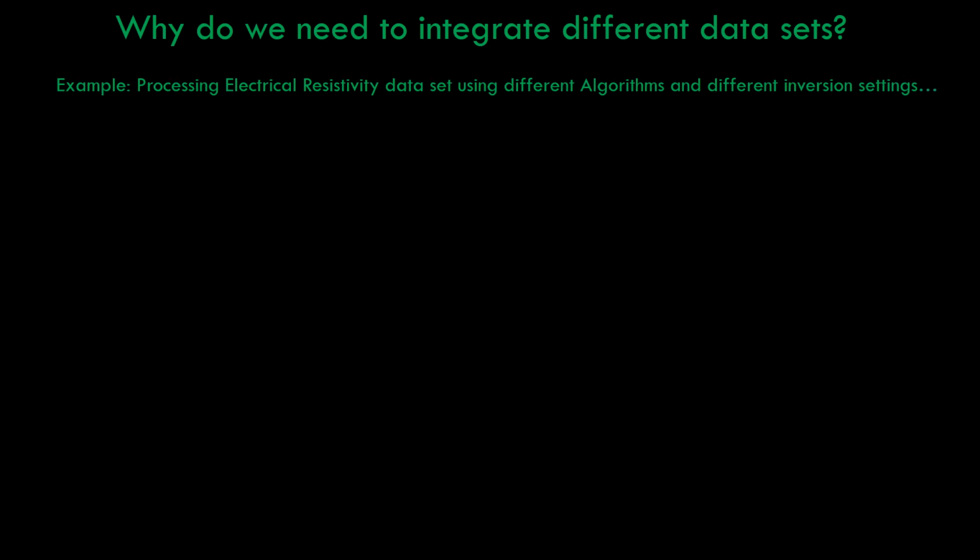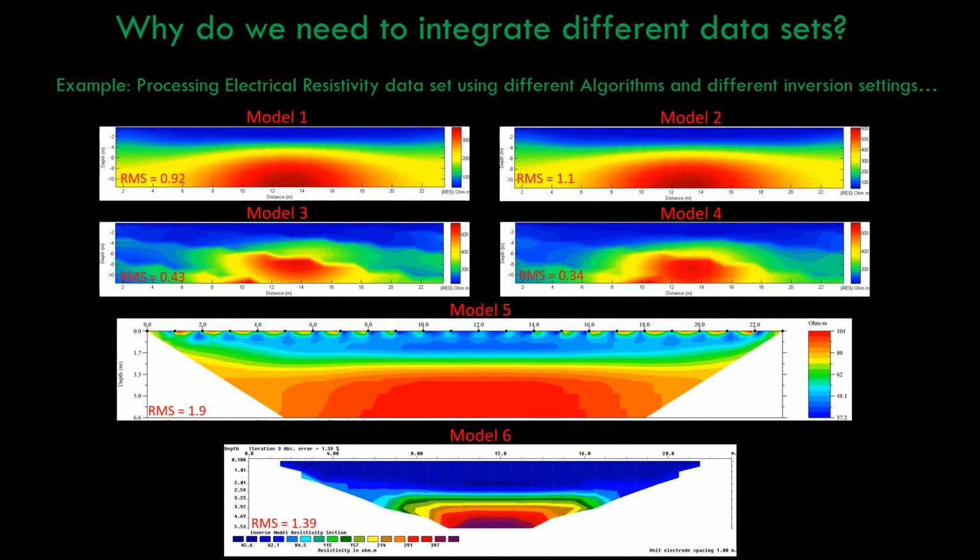Why do we need to integrate different data sets? To address this question, let's take a look at the following two examples. In our first example, let's process an electrical resistivity data using different inversion algorithms and different inversion settings. Here we have 6 models.